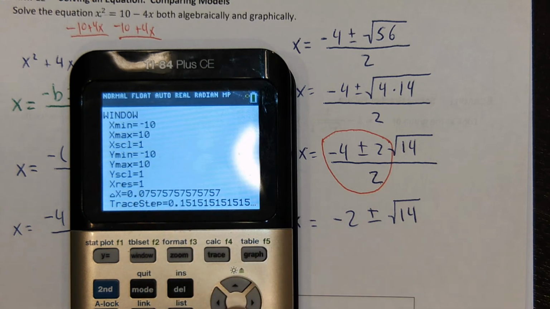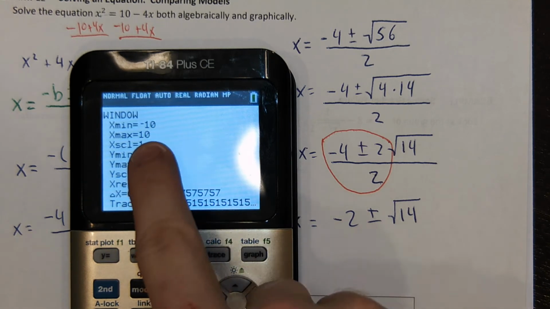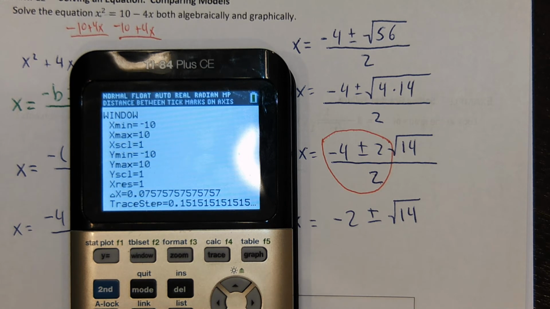So x minimum is fine, x maximum is fine. That's far left, that's far right. This is showing you how far apart your tick marks are. 1, that's fine. Y minimum being negative 10, sure, whatever. It didn't really matter because, you know, our answers were up much higher than that. But this y maximum was an issue. Now look, that's a pretty steep line, and I honestly don't know how high up I need to go. So I'm just going to take a stab, and I'm just going to say 50, and I'm going to hope that 50 is way too big.